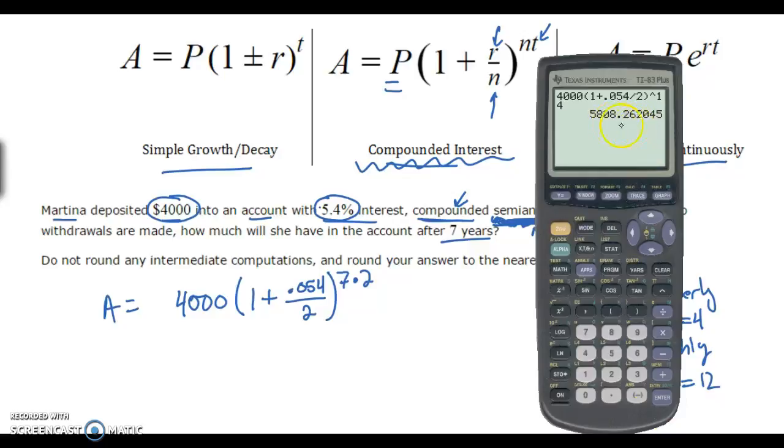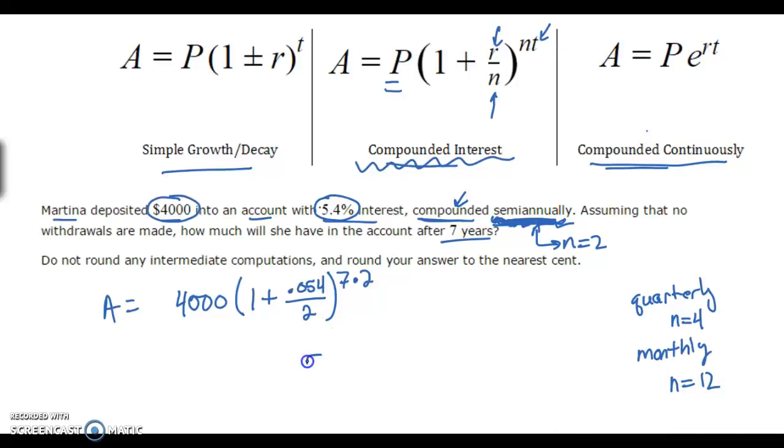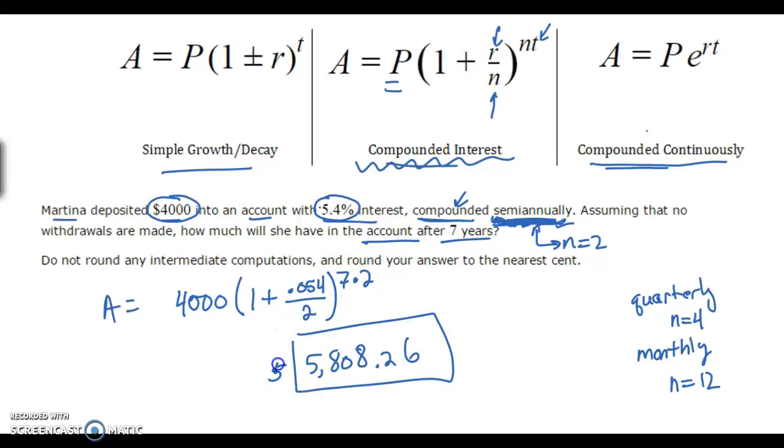So once all is said and done, Martina will have $5,808.26. And now I've got to be a little bit careful to make sure that they didn't ask how much money she made. They asked, how much does she have in the account? That's how much she has in the account at the end of 7 years.